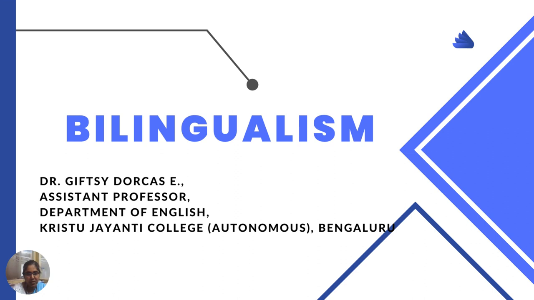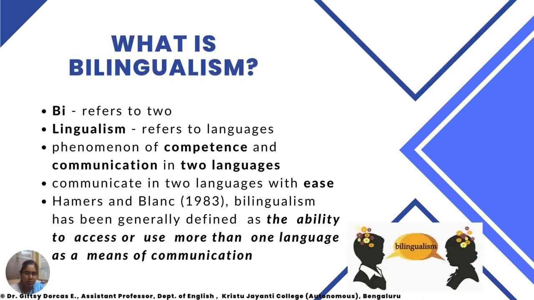So today we'll be dealing with two topics. The first topic is bilingualism and the second is multilingualism. So what is bilingualism? If you break up the word, bi refers to two and lingualism refers to languages. So it is the competence of someone to communicate in two languages. And they are able to competently do it in both languages and they do it with ease.